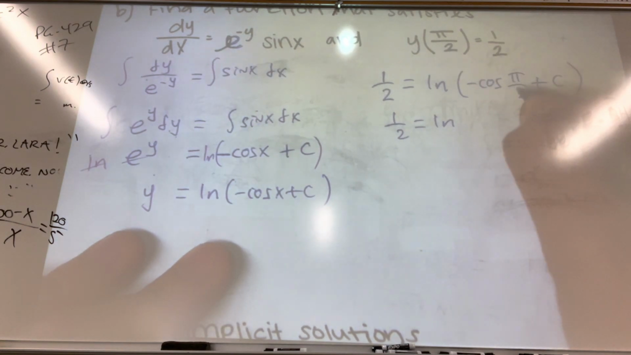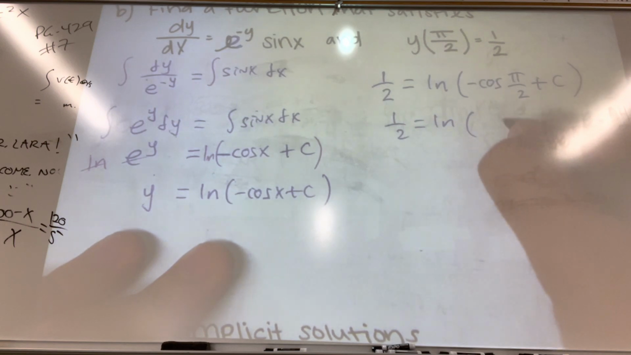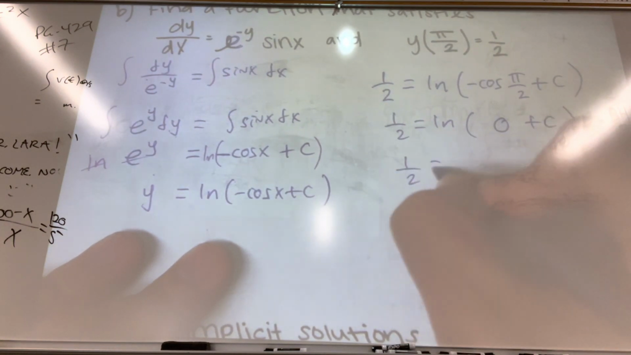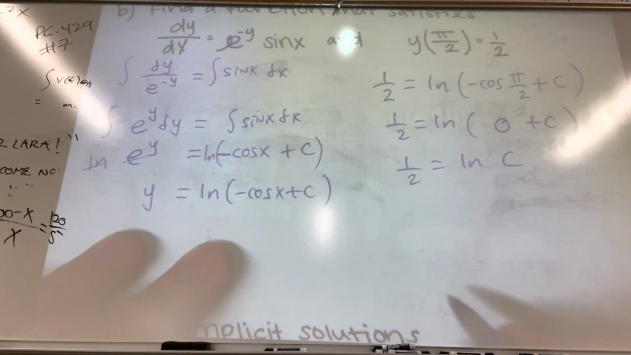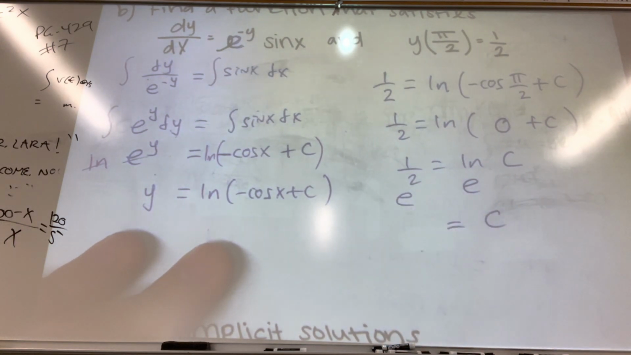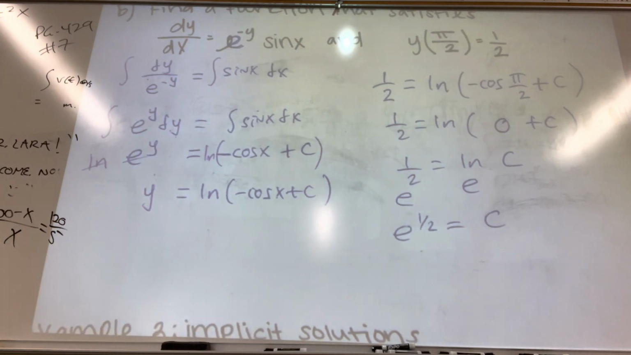Guys, what's the cosine of pi over 2? 0. So we got ln c. How do I get rid of ln? E. And we get c is equal to e over 2, e to the 1/2. And there it is.